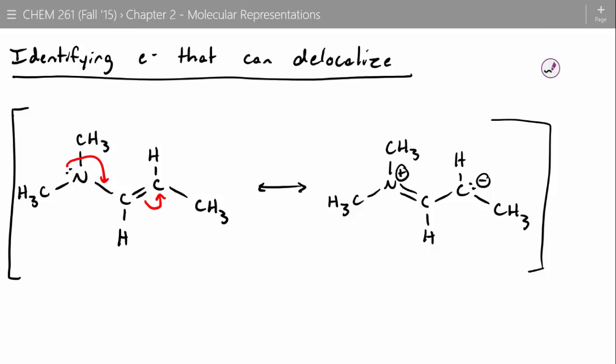So let's go through and identify hybridization here. What's the hybridization for this nitrogen? It has to be in the p orbital in order to delocalize. So in this case, it must be sp2.